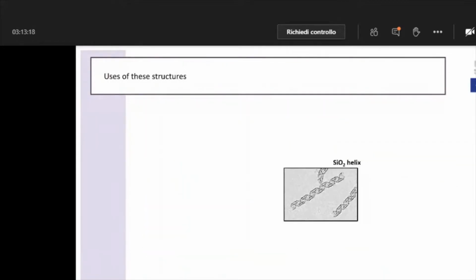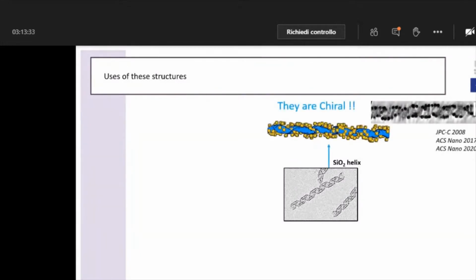So we have our silica helices. What can we use them for? Within the past few years, we found a lot of ways to use them. As I said, they are chiral, so we can use them as template for assembly of nanoparticles, and I will come back to that a bit later. We can also use them for chiral photoluminescence and chiral optical properties in general.